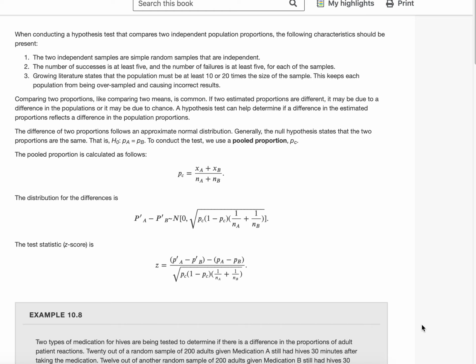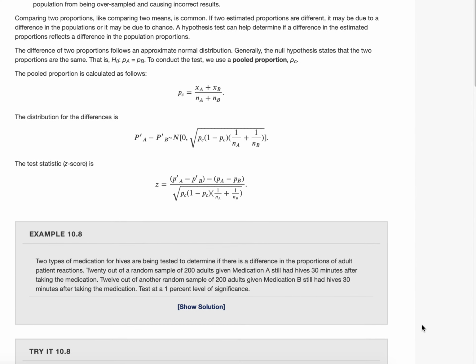And there's a growing group of literature that's looking at this level of 5 and making some other suggestions. We're going to keep the population from being oversampled, which would cause some bias and incorrect results. When I'm comparing the two populations, it's similar to two proportions. It's similar to the two means, like we just learned. If the two estimated proportions are different, like if I had two different means, it could be due to a difference in the populations themselves or just due to chance.